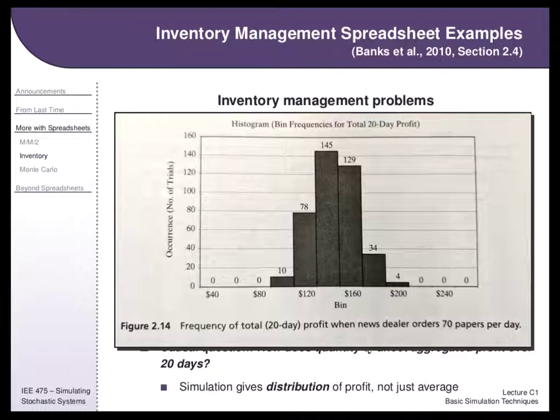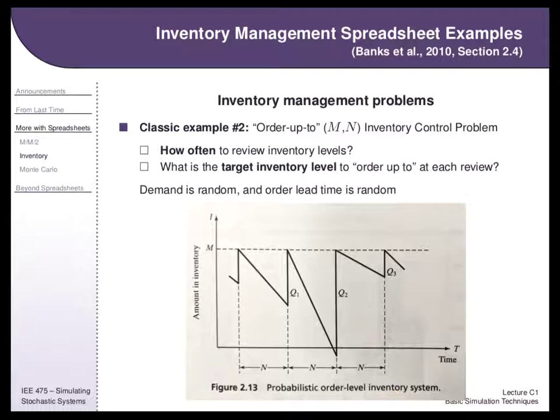All right, so another classic inventory management problem that we can do in simulation, and that is frequently investigated in simulation, are these order up to problems. An order up to M, N problem is where I review my inventory at certain periods. So that's this N. It's the length of time until my next inventory review. And then at the review, I order some quantity that brings me back up to a particular level. So there are two decision variables that we worry about when we do the operations research here: how frequently do I check my inventory, and what level do I then bring things back up to?